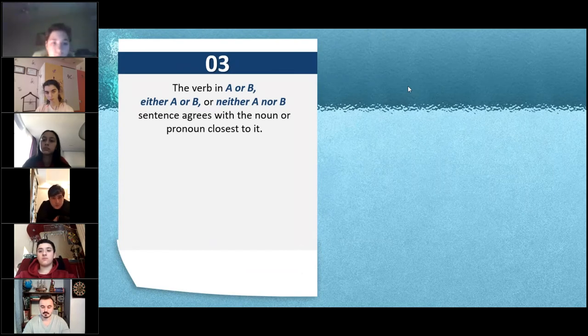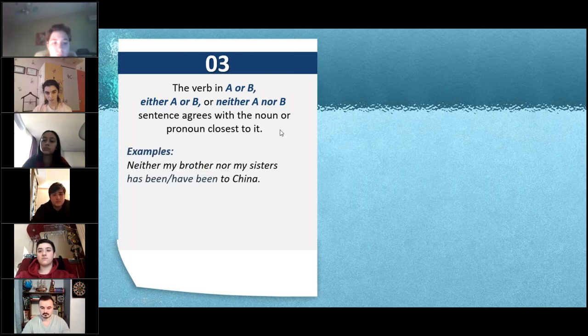The verb in either A or B, or neither A nor B sentences agrees with the noun or pronoun closest to it. Example, neither my brother nor my sisters have been to China.